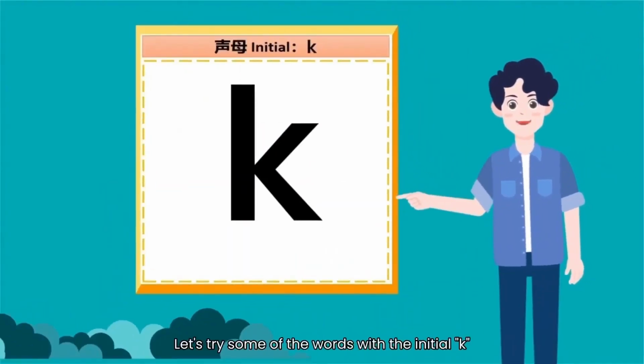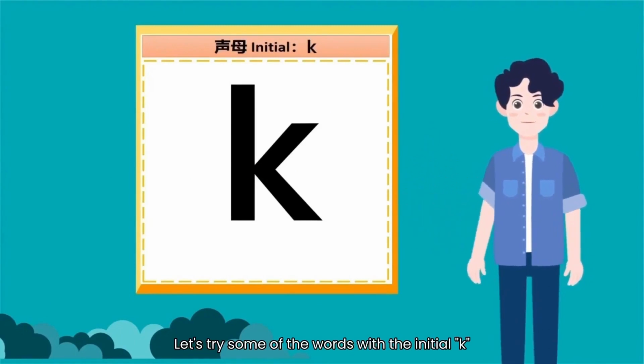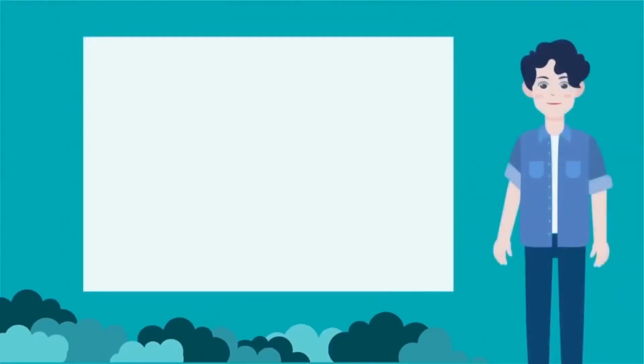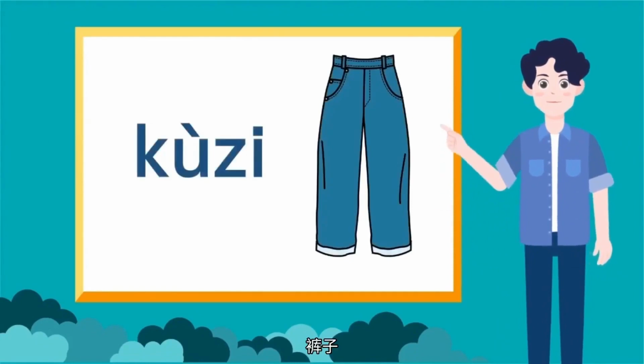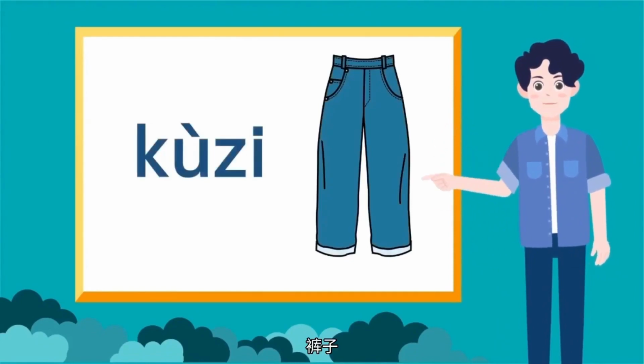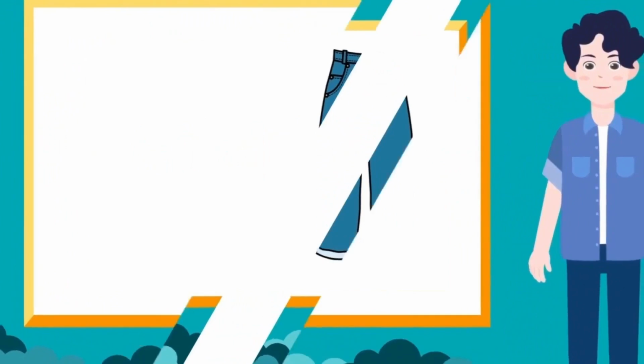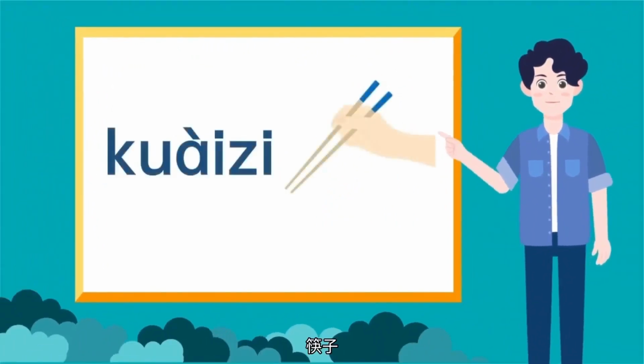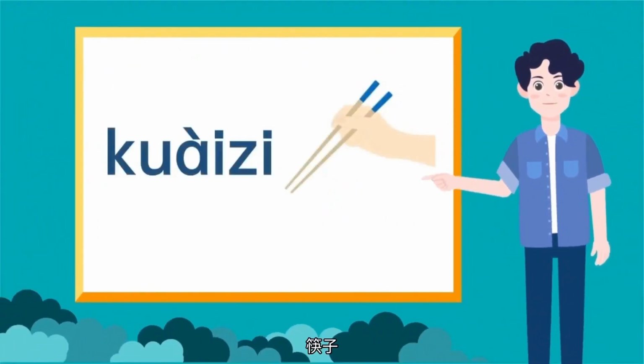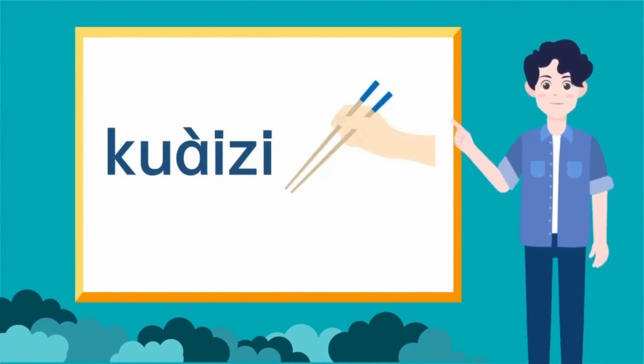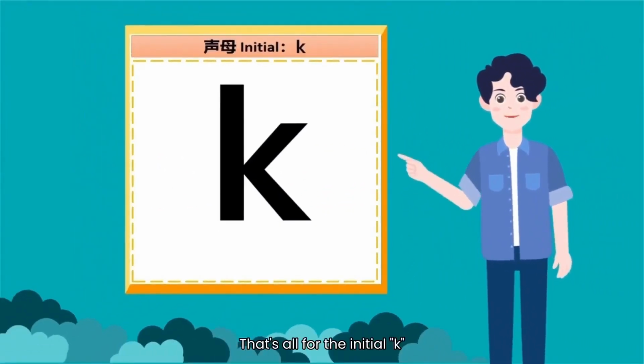Let's try some of the words with the initial K. 裤子，裤子。筷子，筷子。That's all for the initial K.